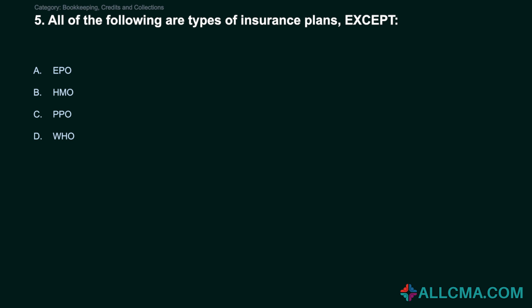5. All of the following are types of insurance plans, except: A. EPO. B. HMO. C. PPO. D. WHO. Correct answer, D. WHO.